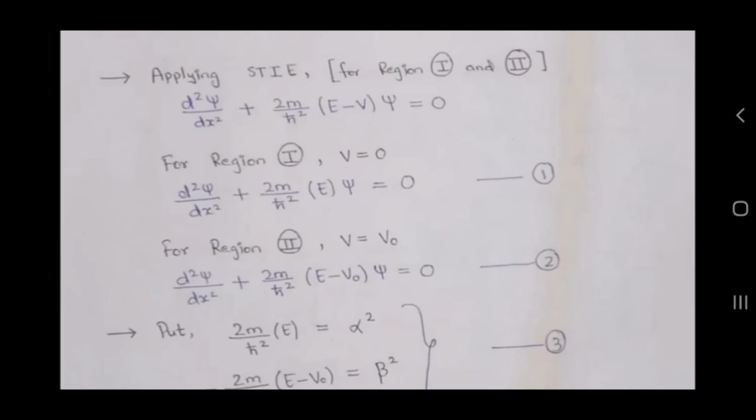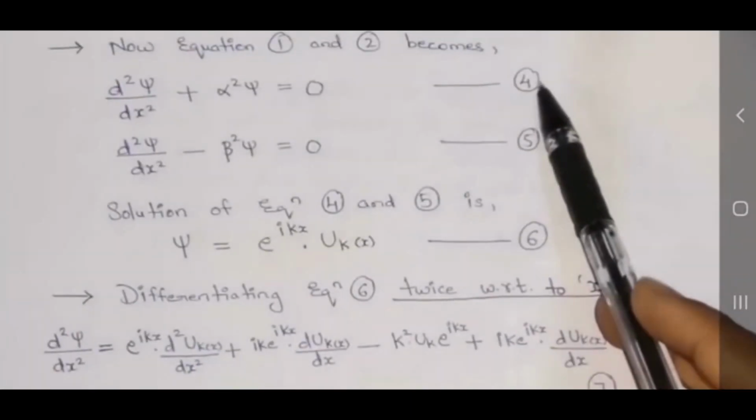Now what we do is we substitute the values of alpha square and beta square in equations 1 and 2. Once we substitute, we get equations 4 and 5. The next step is interesting. We know that the potential is varying periodically, so we use Bloch theorem.